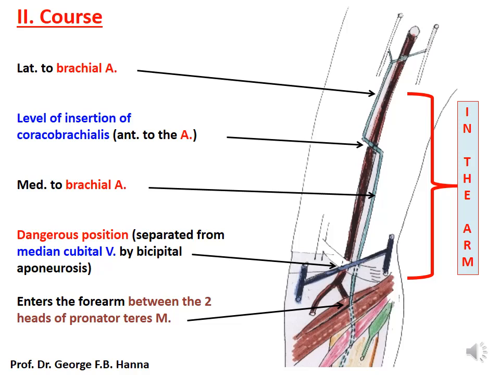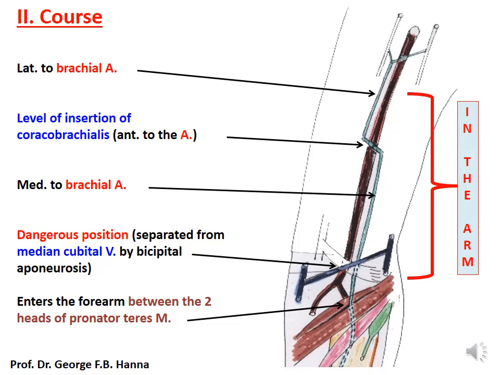At the elbow, it lies in a dangerous position. Dangerous position means what? It is very liable to injury. How does it lie in a dangerous position? It lies here in the contents of the cubital fossa, separated from the median cubital vein by the bicipital aponeurosis. So it is liable to injury by a wrong intravenous injection in the median cubital vein.